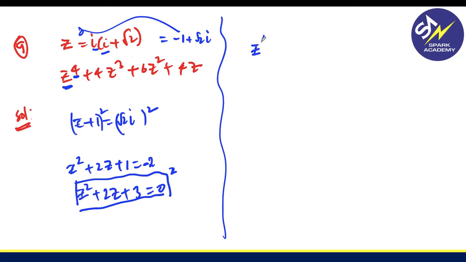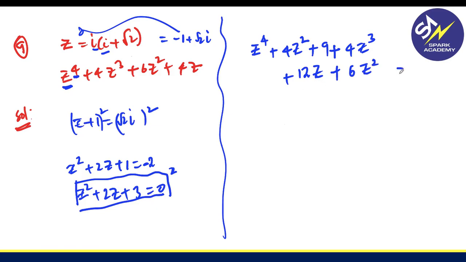Z square whole square is what? Z power 4. A square plus B square is what? This is 4z square. Plus C square is 9. Plus 2ab, 2 into 2 is 4z cube, 2bc, 6, 12z, plus 6z square. This is equal to 0, we know. Correct?